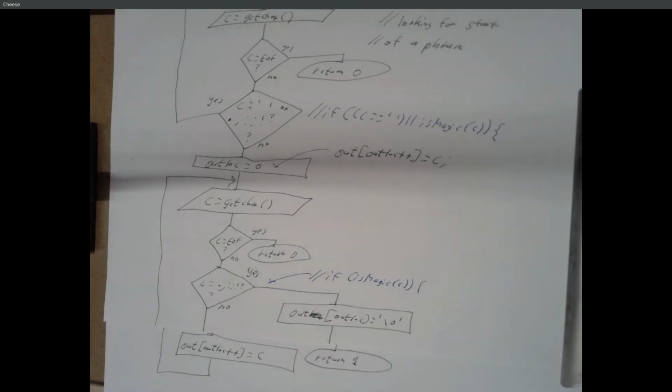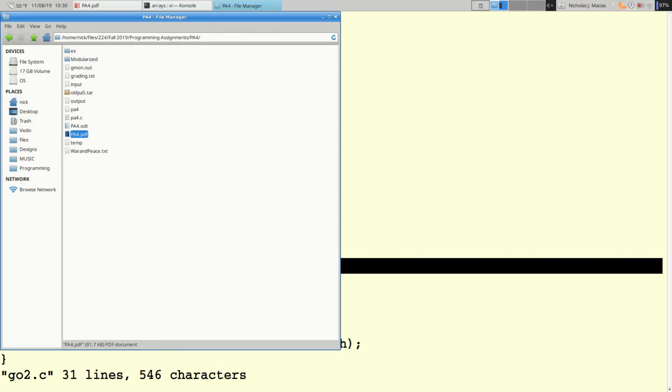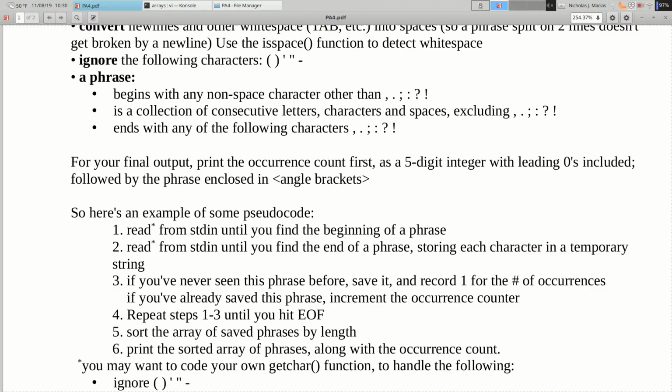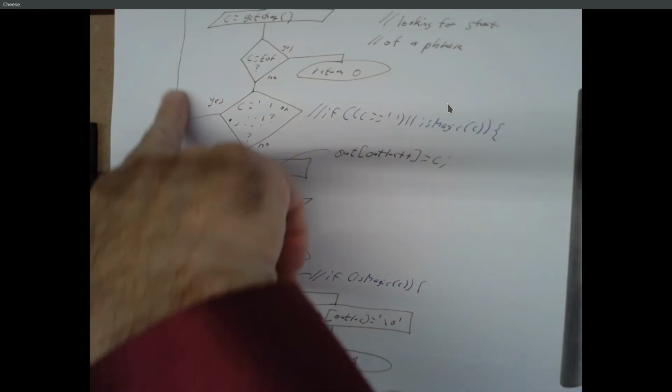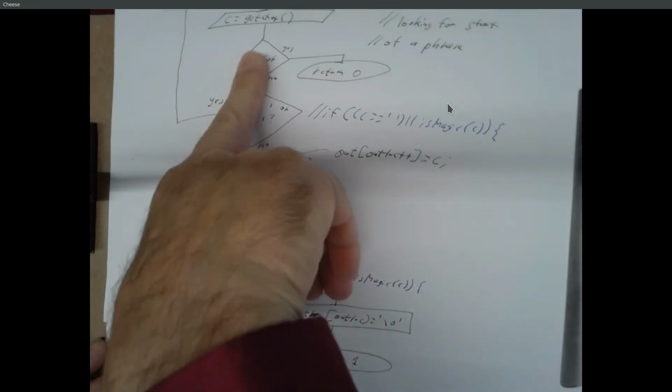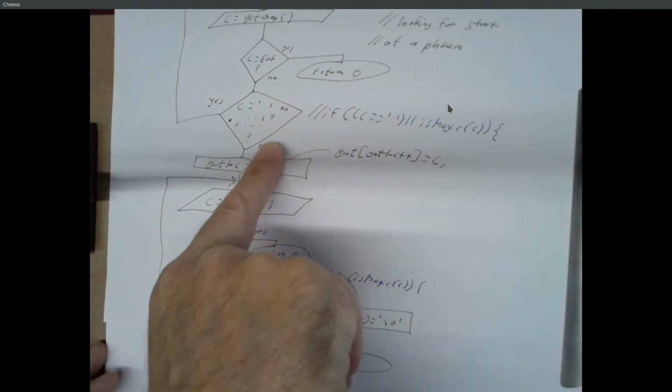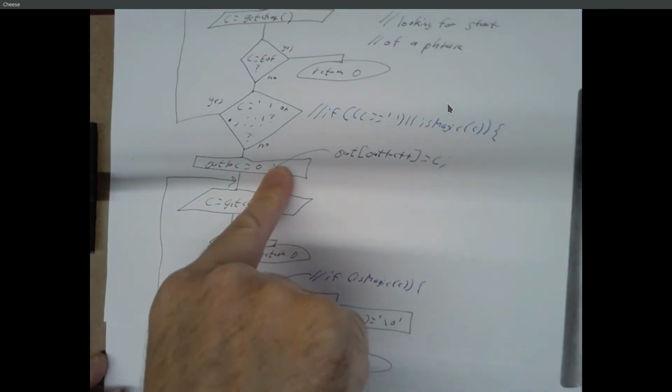And this is really just a kind of strict interpretation of this definition of a phrase. Right? It begins with a non-space, non-magic character, so let's loop, and if we have a space or a magic character, let's loop again. Keep reading characters. Once we fail that test, we know that we have the beginning of a phrase, save that in our output array.